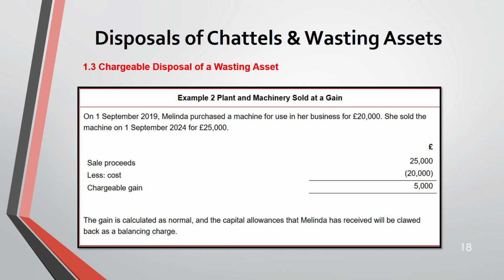Now, example 2 will help you to understand this. You purchase a machinery for 20,000 and sell it for 25,000. So the gain is 5,000. Because this is a machine, it was eligible for capital allowance. The capital allowance that was claimed will be clawed back as a balancing charge. That means the balancing charge will be deducted from capital allowances. What is this balancing charge? If you are not understanding this term, you need to go back to my lecture 7.